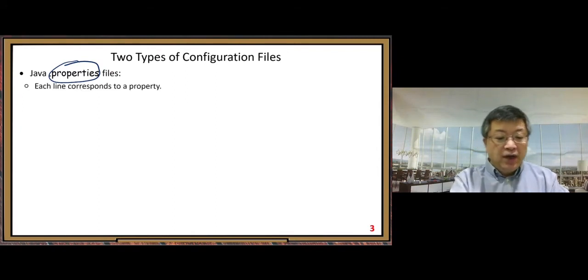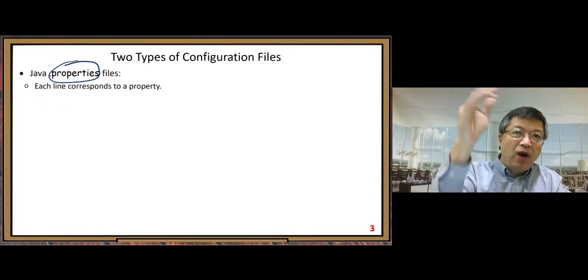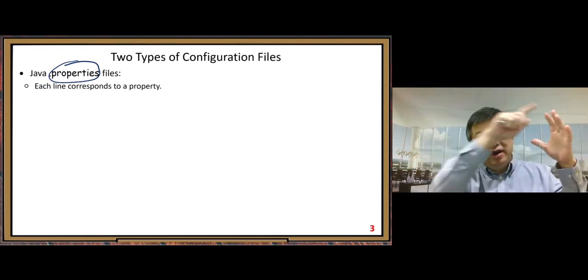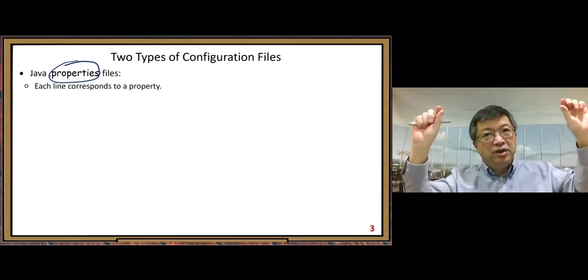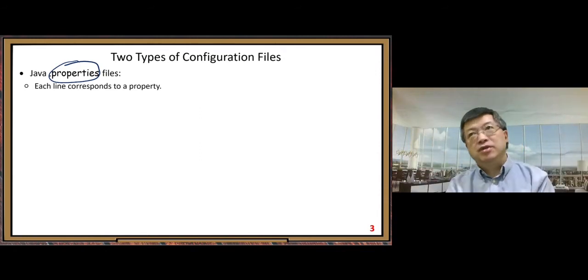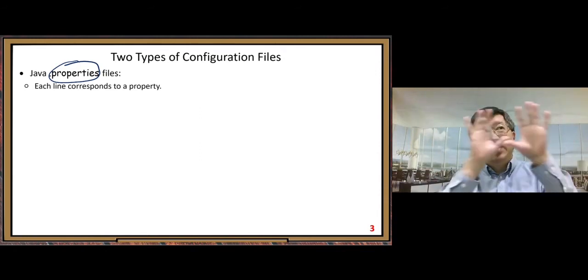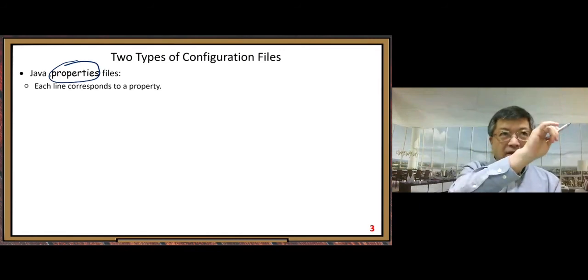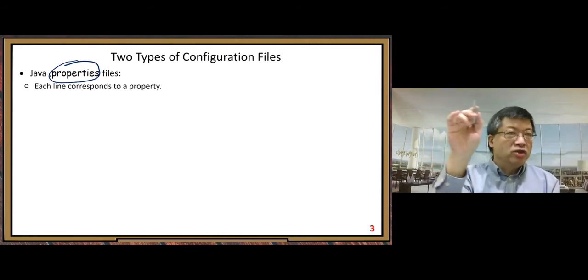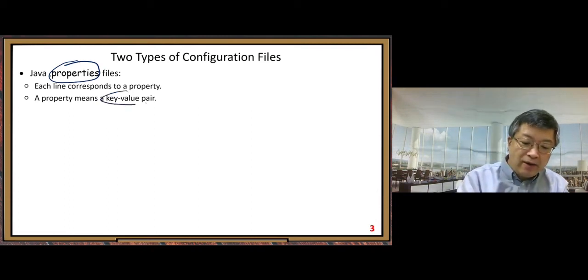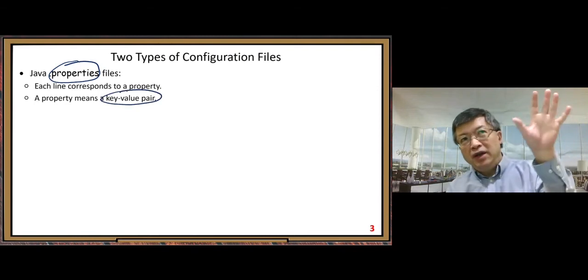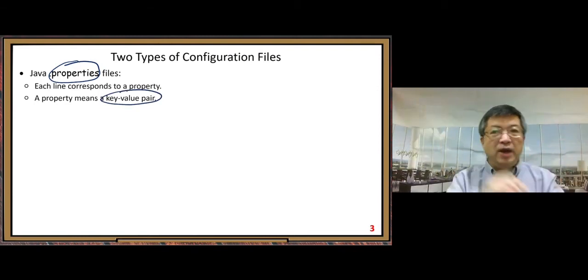First, each line corresponds to a property. A properties file is a text file that contains multiple lines. Each line corresponds to a property or a comment. If we do not look at the comment lines, then each non-comment line corresponds to one property. A Java property here means a key value pair in that format.